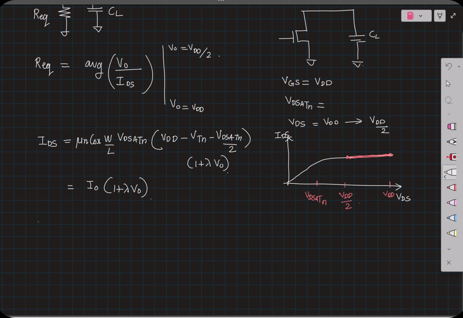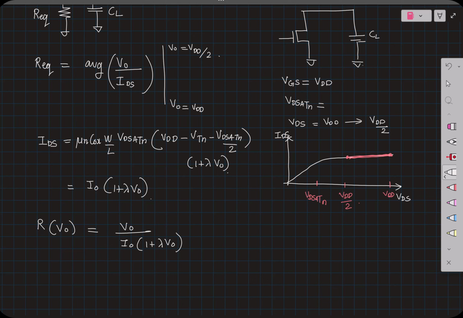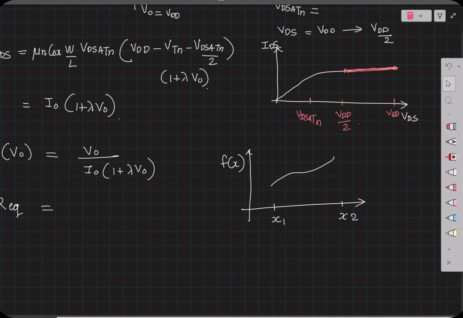So now I can write my R as a function of V naught to be equal to V naught by I naught into 1 plus lambda V naught. Then can you tell me the expression for R equivalent? How do I take the average? So if I had a function f of x, and it was changing in some fashion between x1 to x2, how do I take the average of f of x? Integrate and divide by x2 minus x1.